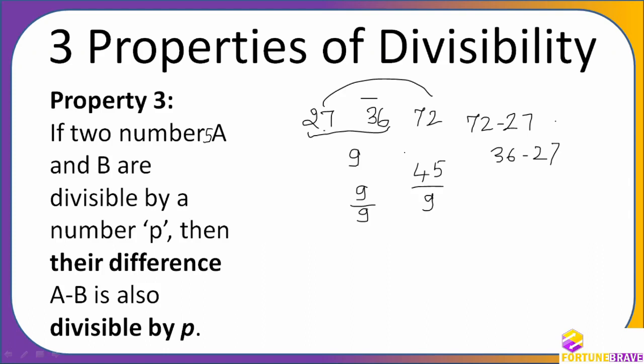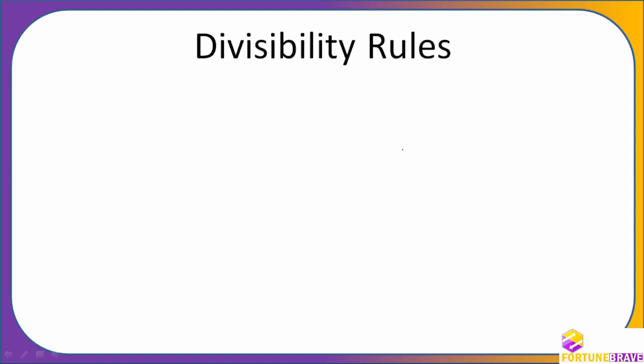So the three properties we saw are: first, if A can divide another number, then that number can also divide the multiples of the previous number or its factors as well. Second, if any number can divide two numbers, then the sum can also be divided by that number. And third, if any two numbers are divided by another number, then the difference is also divisible by that number. Is that clear? Now we'll go to the divisibility rules.